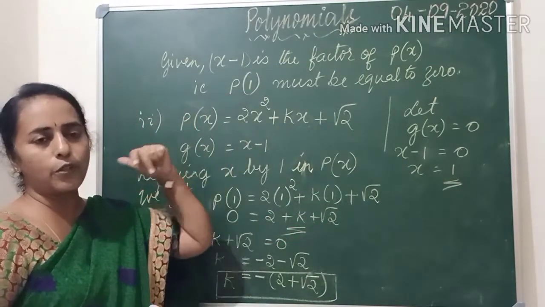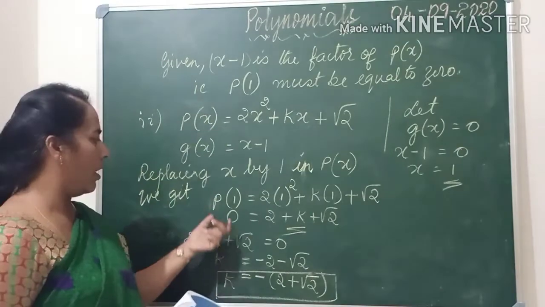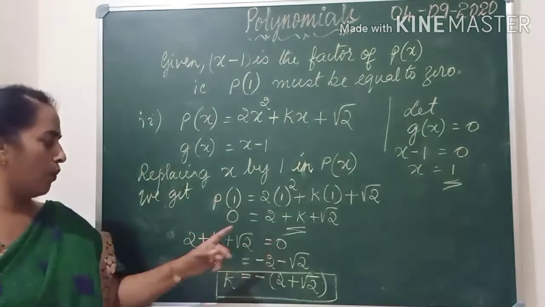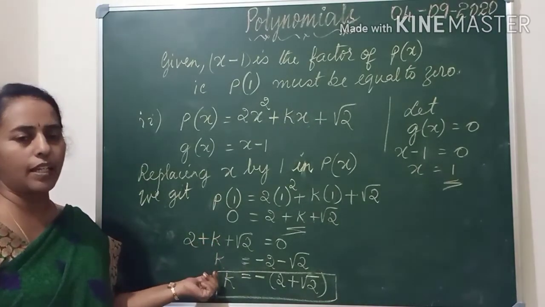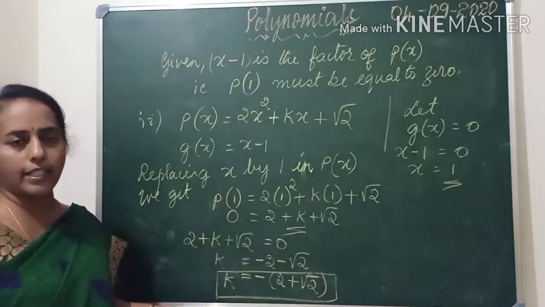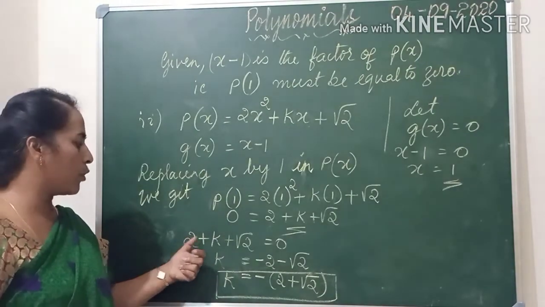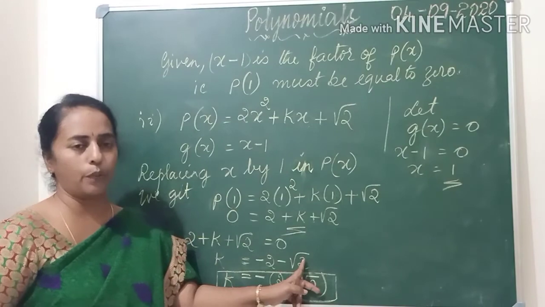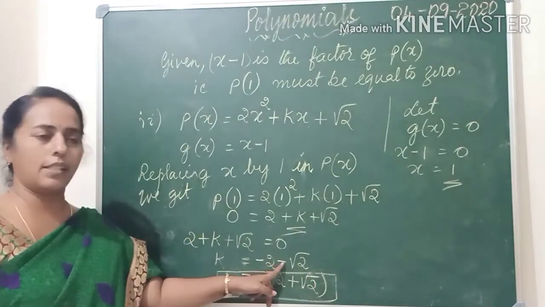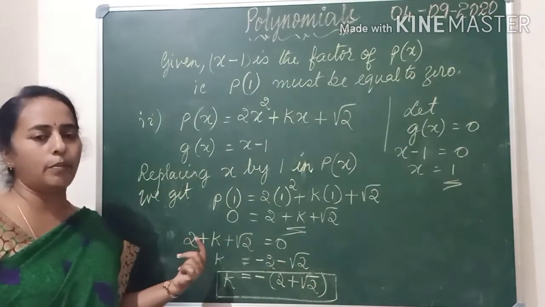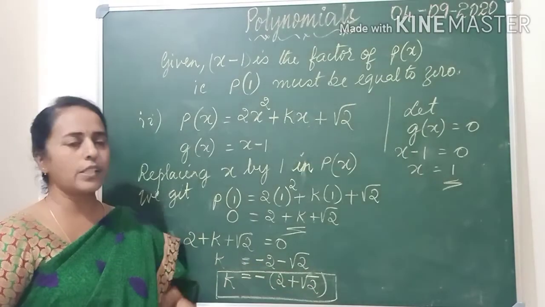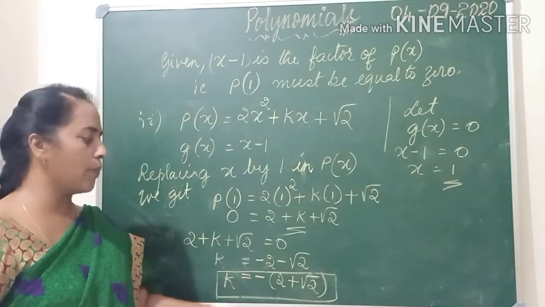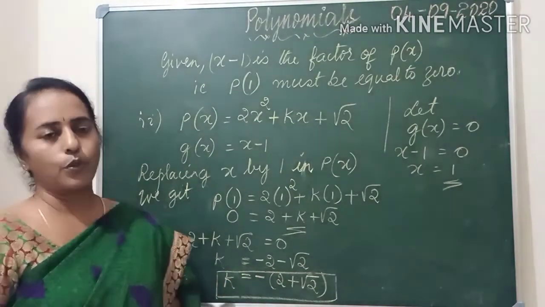So already you know that p of 1 should be equal to 0 since the divisor is a factor. P of 1 is 0. That is 2 plus k plus root 2 equals 0. Now keep this k on the left side. Take the other two terms to the right side by changing the sign. So plus 2 will become minus 2. Here plus root 2 becomes minus root 2. Since both the terms have minus as common, take minus outside the bracket. So inside the bracket 2 plus root 2. So now we got the k value. K value is minus of 2 plus root 2.